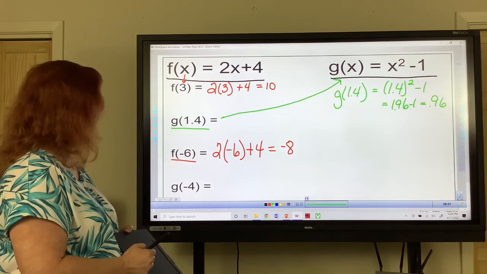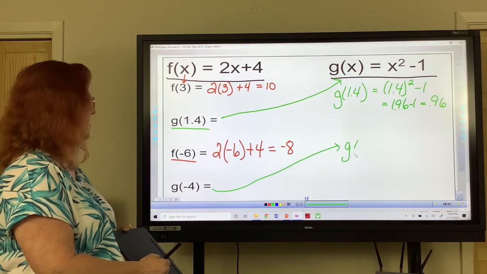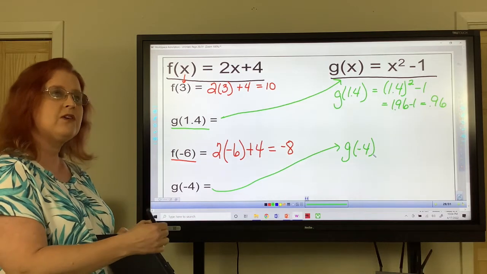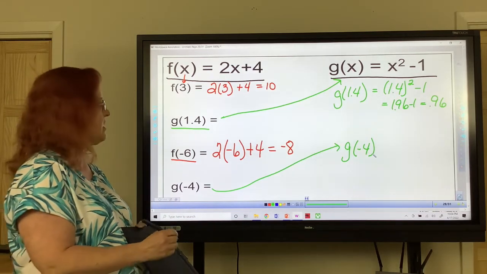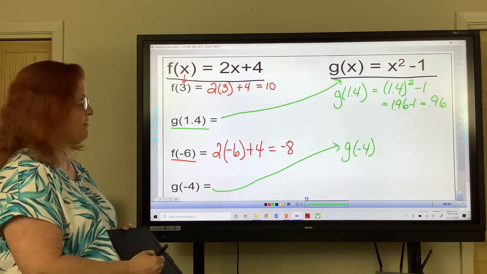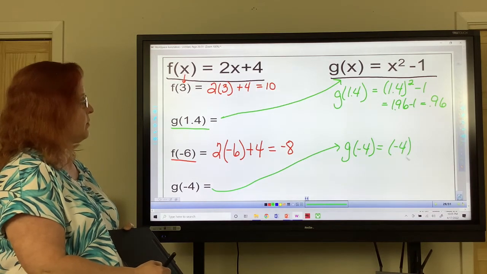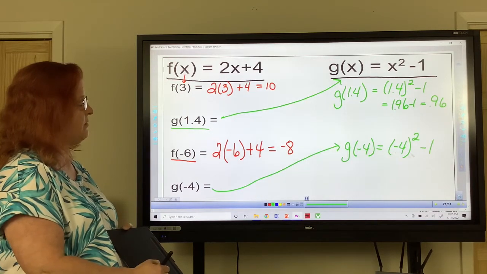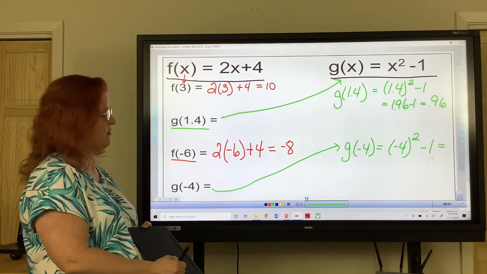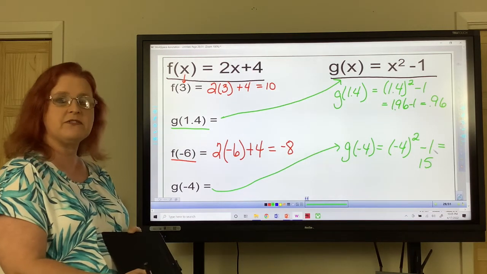Our last one is g of negative 4. And this is where I'm telling you to use parentheses, because if you're using the TI-84s and you don't put that negative 4 in the parentheses, it's going to give you the wrong answer every time. So do negative 4 squared minus 1. Well, negative 4 times negative 4 is 16, minus 1 is 15. So g of negative 4 would give us the answer of 15.